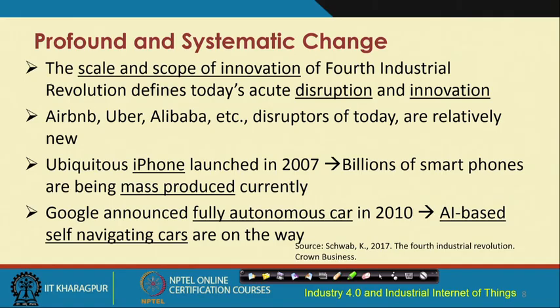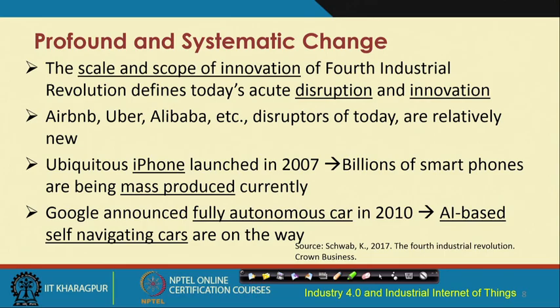There has been some profound and systematic change in the fourth industrial revolution. This change has been in innovation and disruption. Disruptive technologies have been introduced, and this disruption and innovation has happened in both scale and scope. Scope has increased many folds and the scale has also increased. The number of disruptive technologies, their different dimensions, and the innovations have all been possible with the introduction of the newer technologies that we discussed a little while back. So the scale and scope of innovation of the fourth industrial revolution has defined today's acute disruption and innovation in technologies and the transformation of industries accordingly.